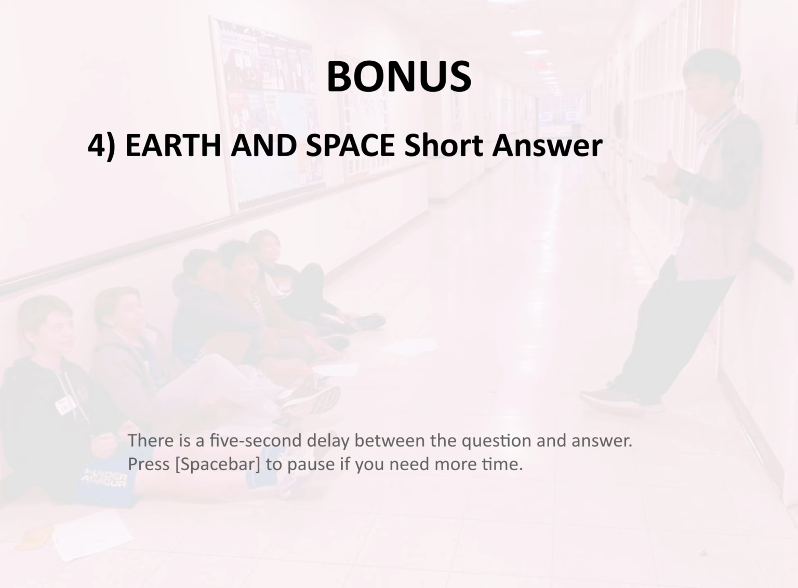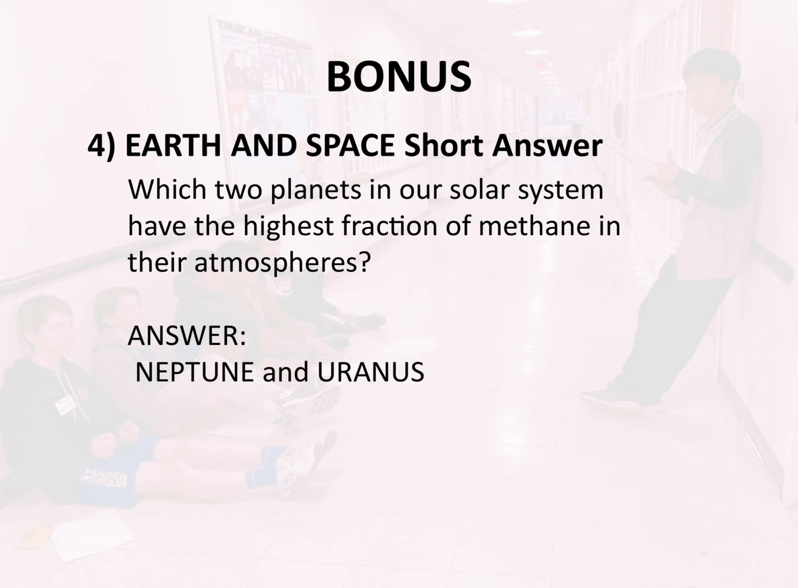Bonus 4. Earth and space. Short answer. Which two planets in our solar system have the highest fraction of methane in their atmospheres? Answer: Neptune and Uranus.